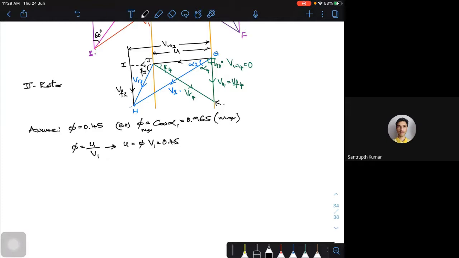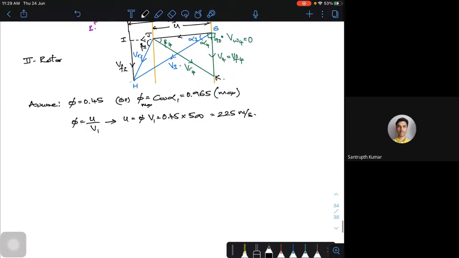0.45. If you want, you can take 0.5 also, doesn't matter. If you take 0.5, your u will be half of your 500 meters, so any value you can take. Let me go with 0.45 only. 0.45 into 500, so my value of u will be around 225 meters per second. Any value you can take, but ensure that whatever value you take, it is less than 0.965.